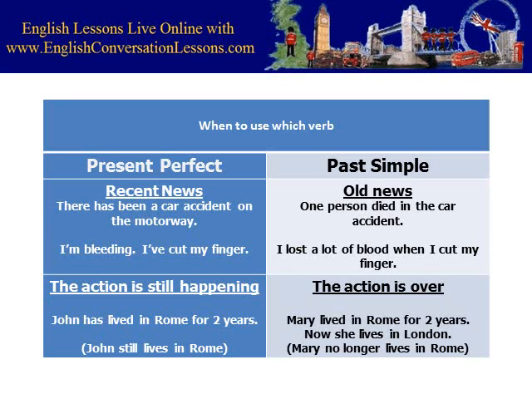Another difference between the present perfect and the past simple tense is that with the present perfect, the action is linked to now, so that action is still happening, whereas the past simple, the action is over. So for example, John has lived in Rome for 2 years. Has lived is the present perfect, which tells us that John still lives in Rome today. Whereas Mary lived in Rome for 2 years. Now she lives in London. Mary lived in Rome, that is the past, so we know that Mary no longer lives in Rome.